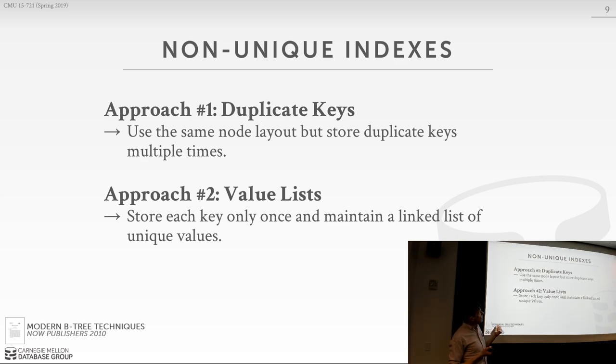There are two ways we can store non-unique keys. The first is that we just duplicate the key multiple times in our key array, and we have a separate mapping to the value slot that corresponds to the pointer of that value. The alternative is to use value lists, where we only store each key once, and then we maintain an internal linked list or internal array of all the values that correspond to that particular key.